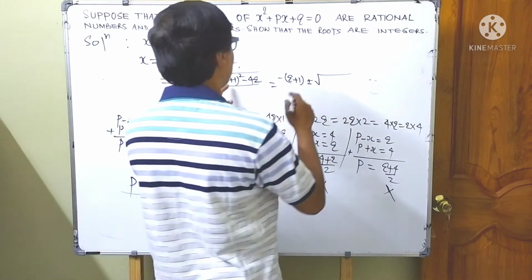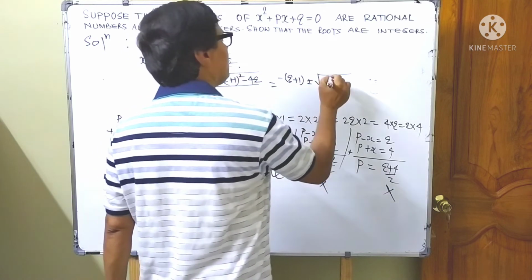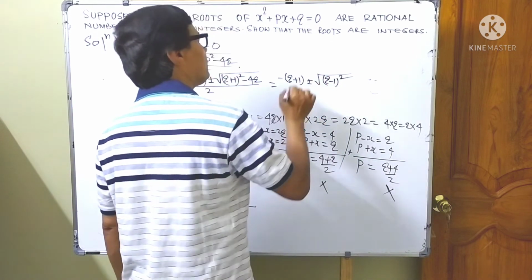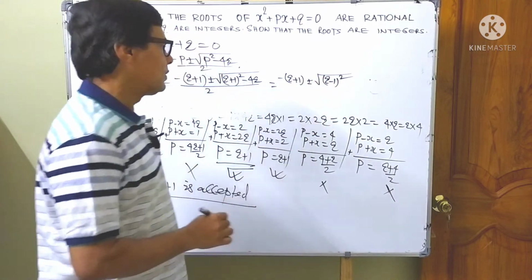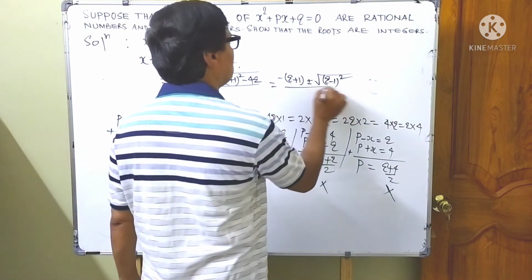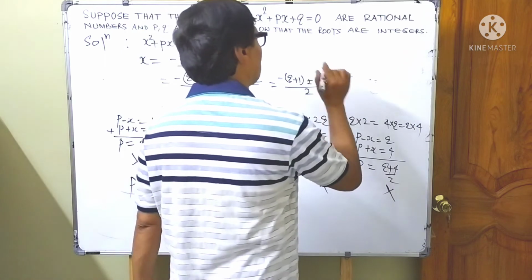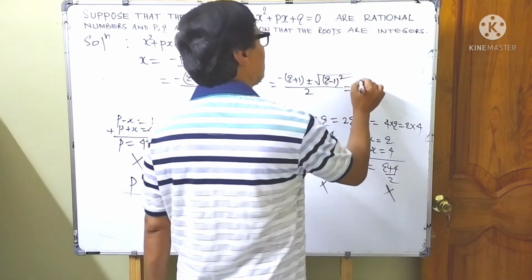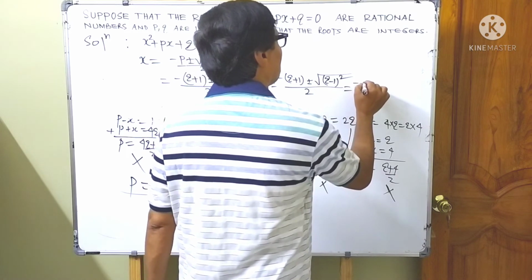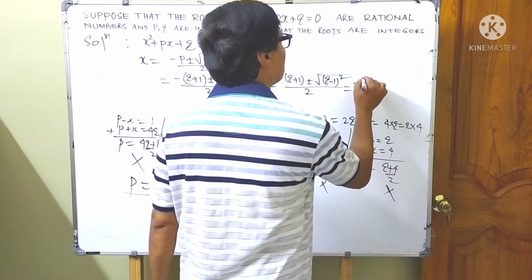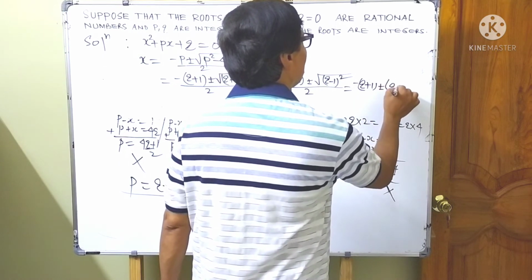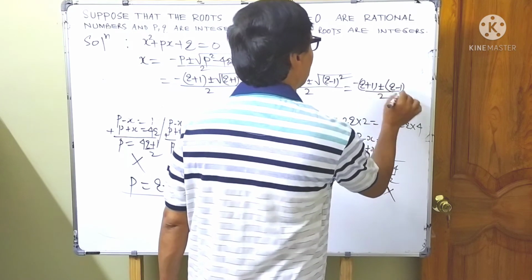So by applying the algebraic identity, we can write q minus 1. We get (q minus 1) whole squared over 2. This is a perfect square. So we can write x equal to minus (q plus 1) plus minus (q minus 1), over 2.